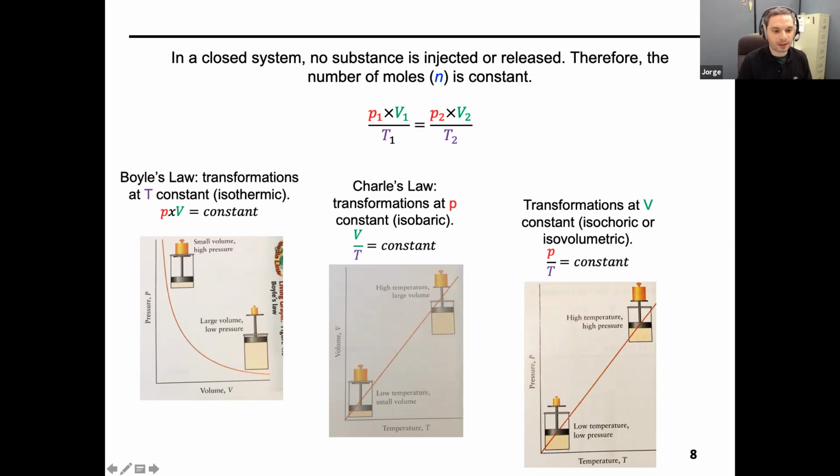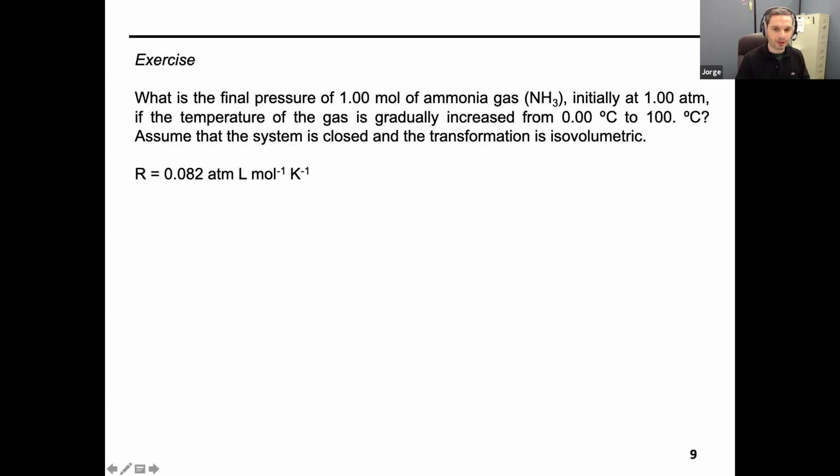All right, let's move on. At this point, let's do an exercise to understand how this works. A very simple exercise here.